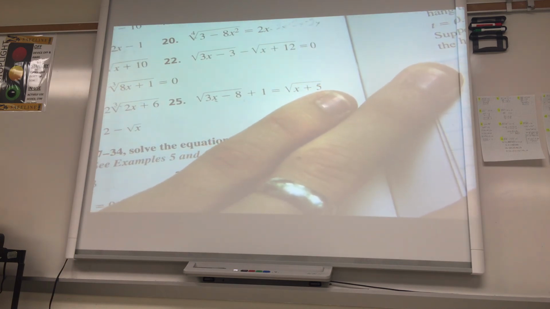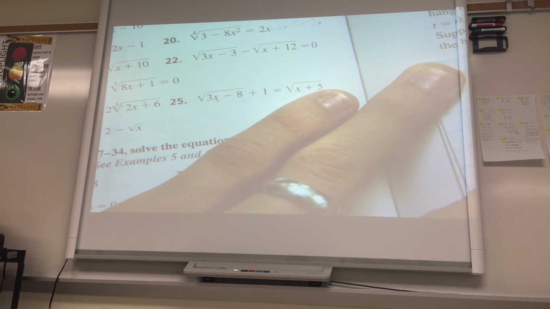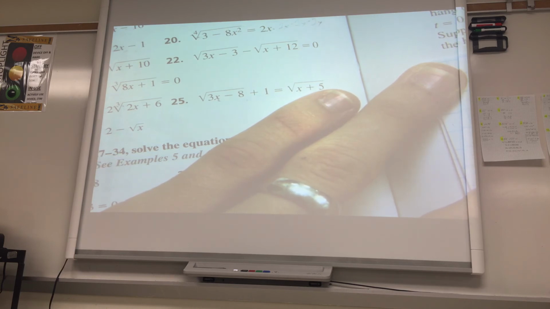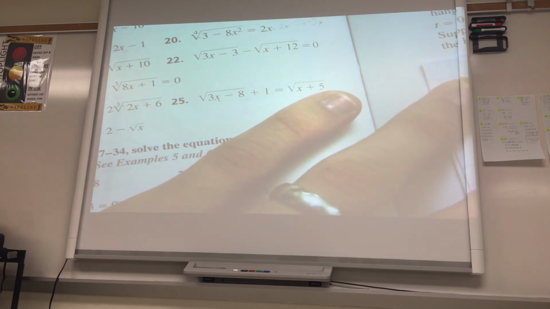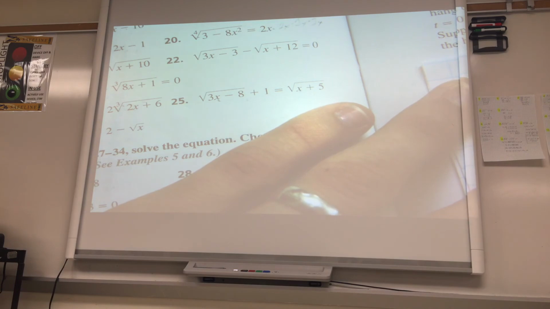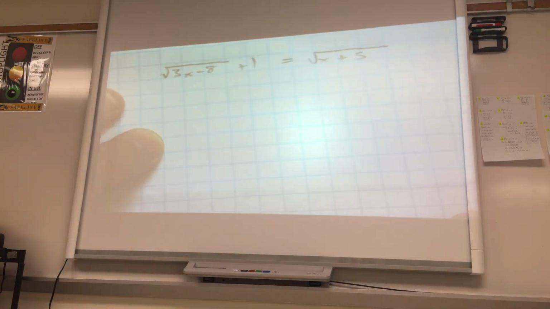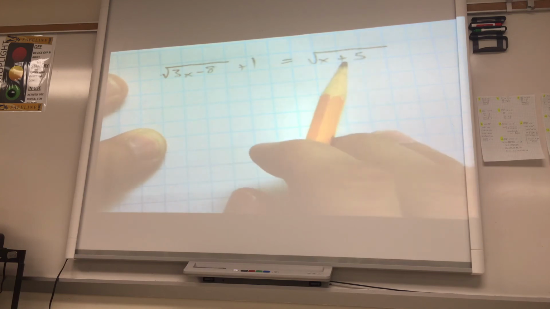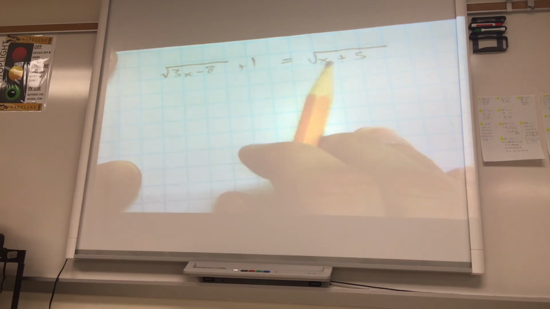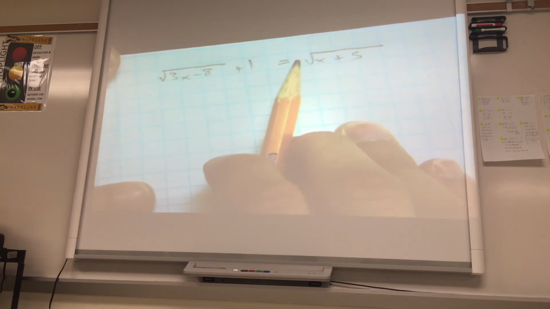So let me rewrite the problem. Square root of 3x minus 8 plus 1 equals square root of x plus 5. Okay, so I'm going to shut the book. This is going to be the last one I do. Alright, so when I am actually solving this, because it's isolated as much as possible, I'm going to just go ahead and begin by squaring each side.